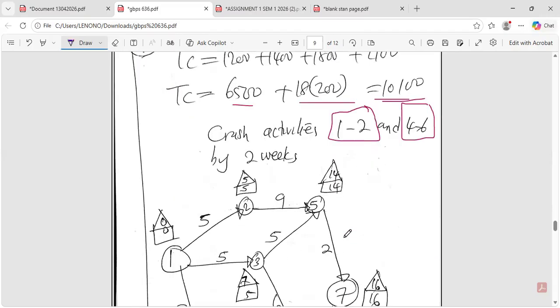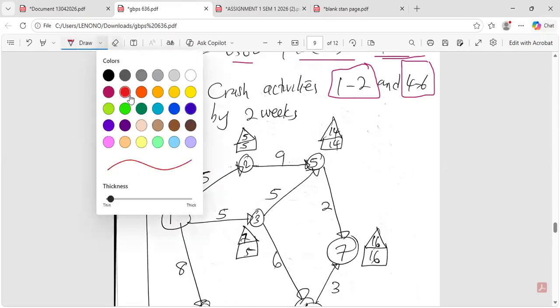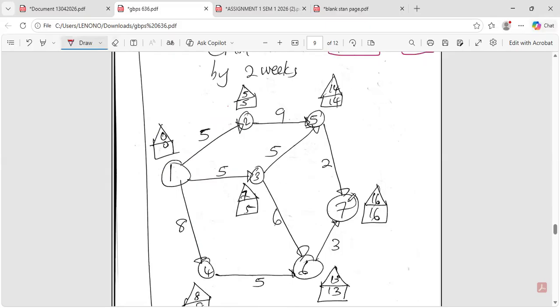So here, we're crashing 1 to 2 and 4 to 6 by 2 weeks. So we got the duration changed. These numbers we're just adding, 0 plus 5 to get 5 on top there, 5 plus 9 is 14. So we're just confirming how the durations are reducing. And then what we are doing now is saying that the project completion time has now reduced to 16 weeks.